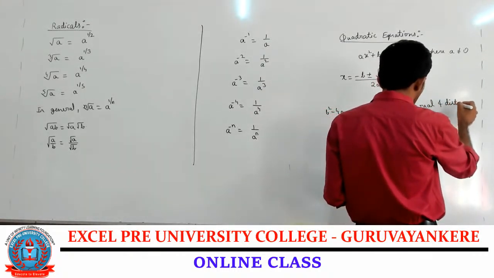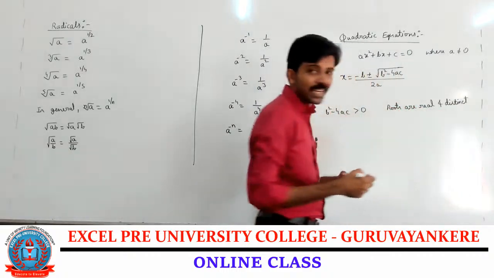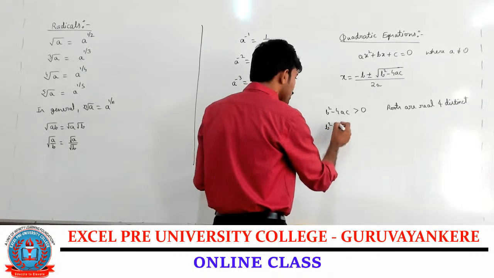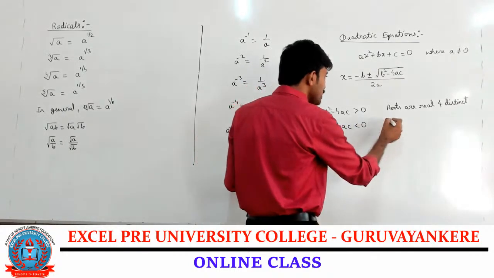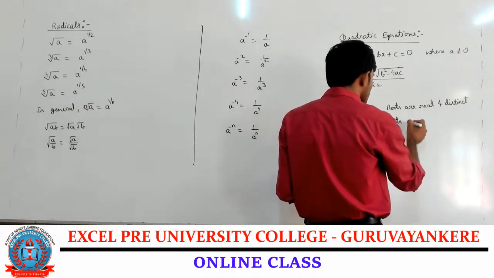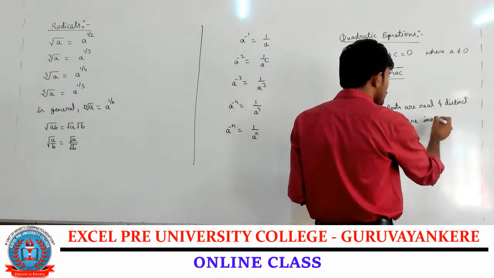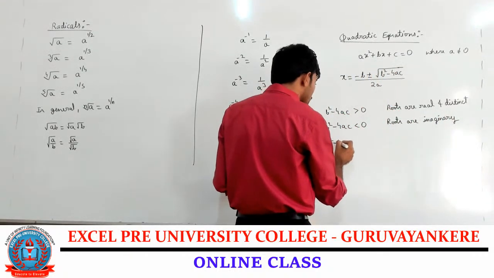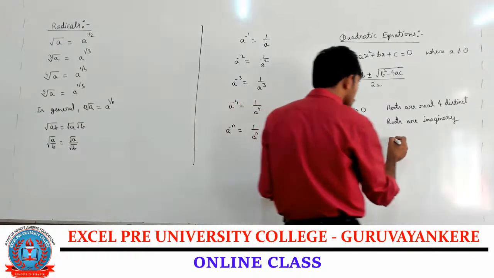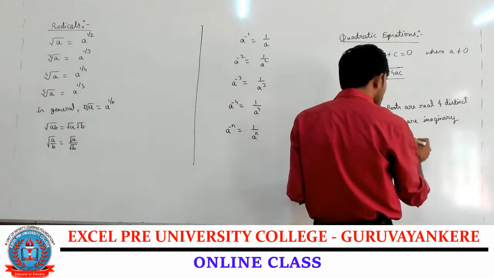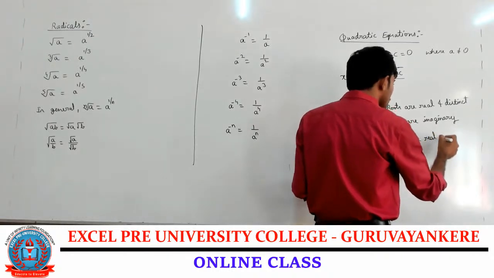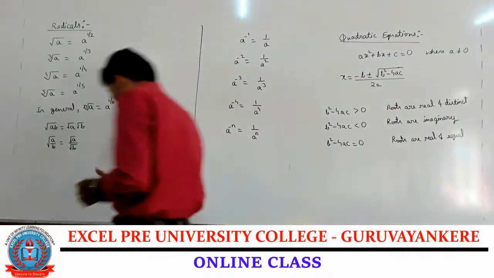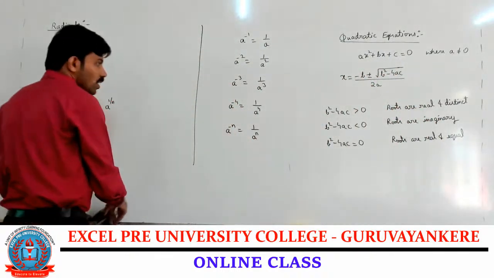We have a separate chapter called complex numbers and quadratic equations in our first PU, where we'll be learning that if b square minus 4ac is negative, then roots are imaginary. And if b square minus 4ac is equal to 0, roots are real and equal. All those things you know.